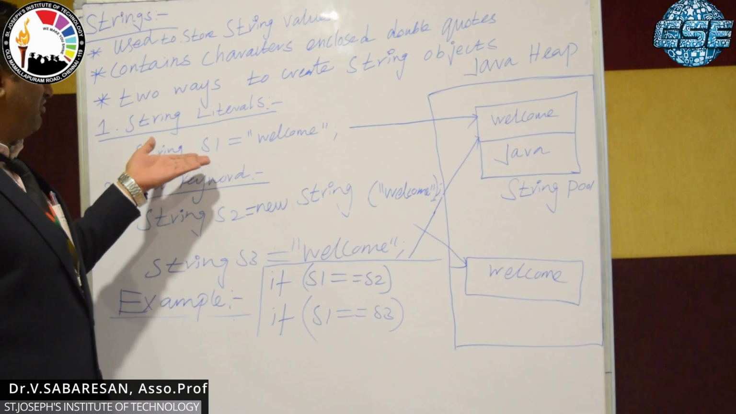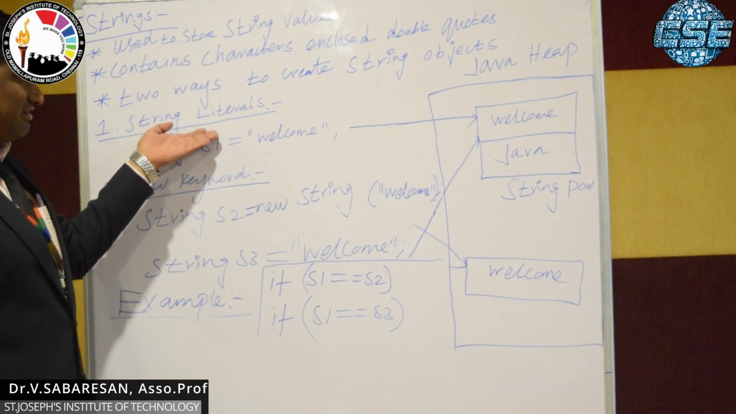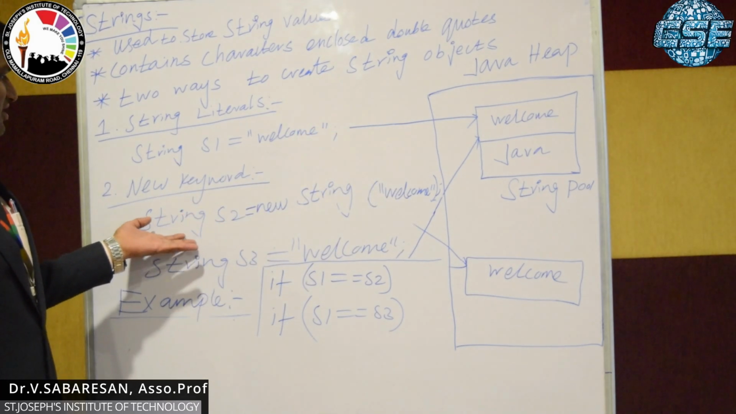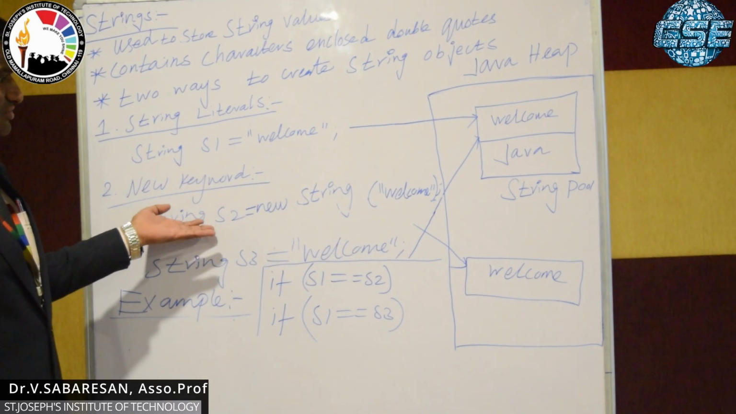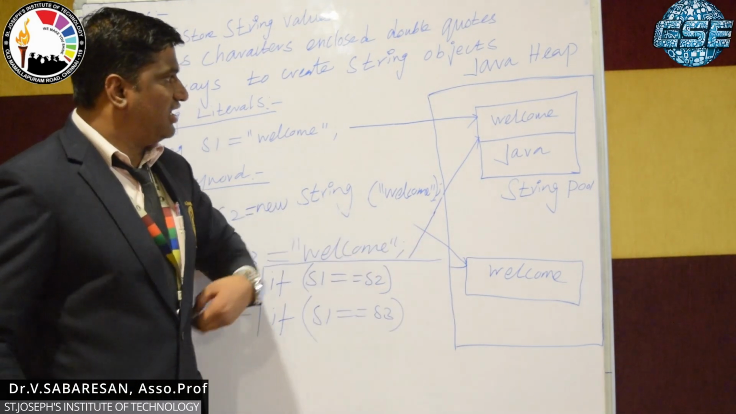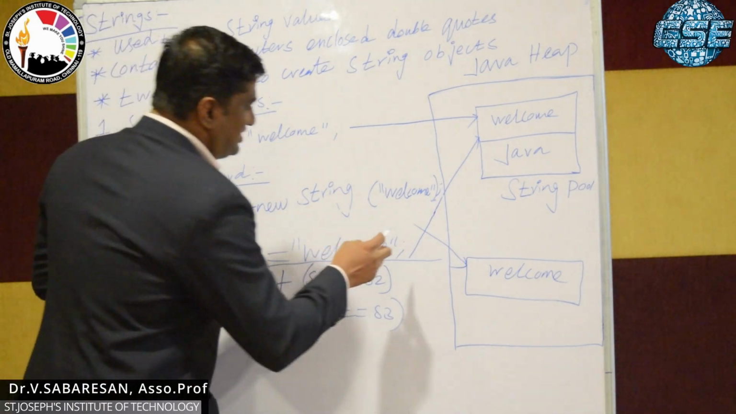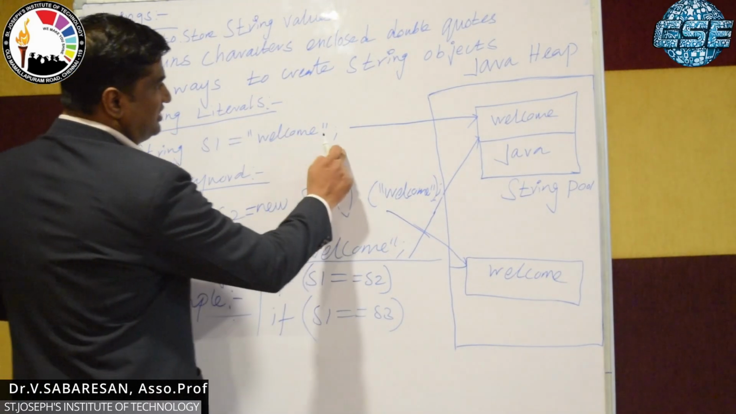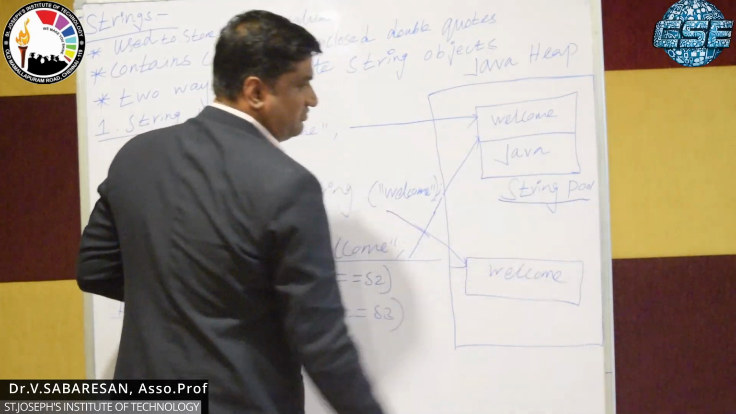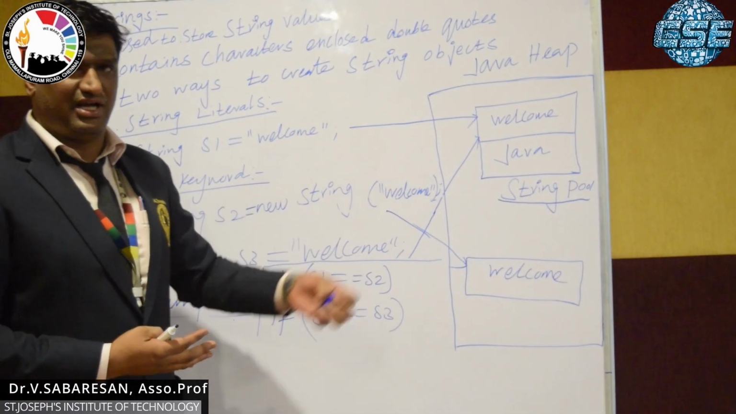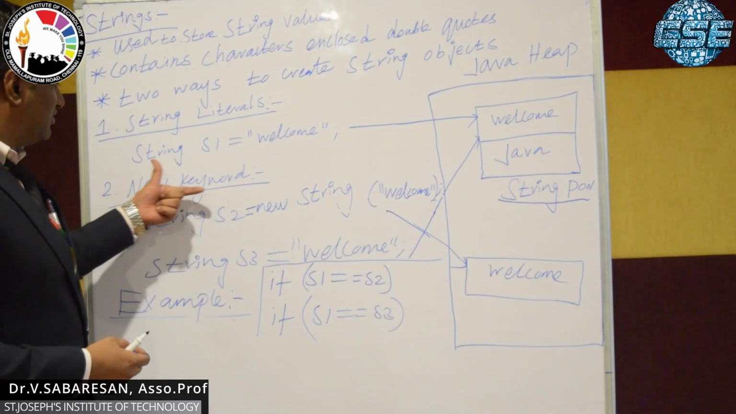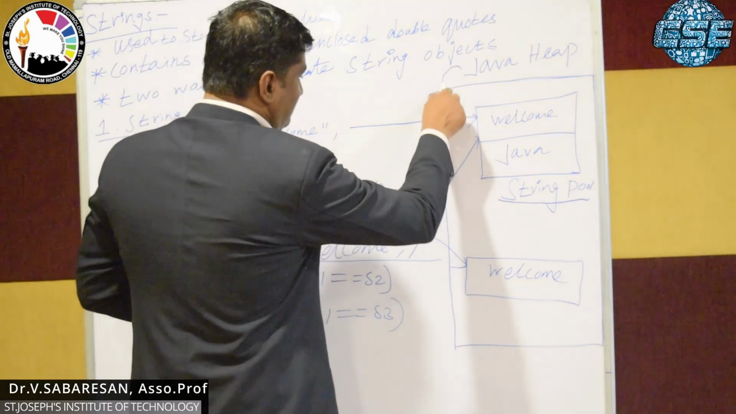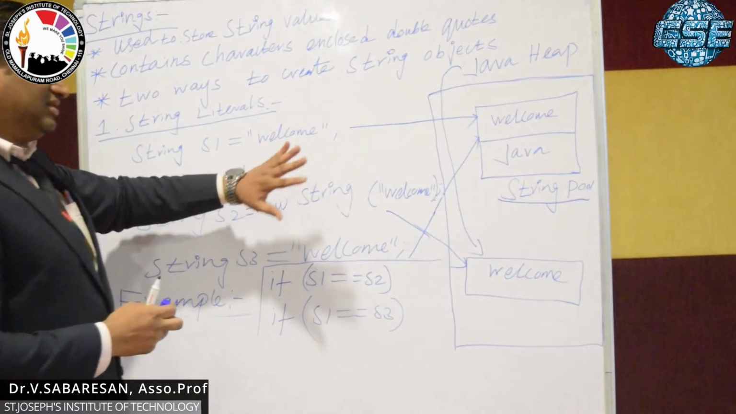With the first method, string literals, the values are stored in the string pool, or let me call it the method area. With the other method, the new keyword, the values are stored in the heap memory. That is the major difference between the two methods.